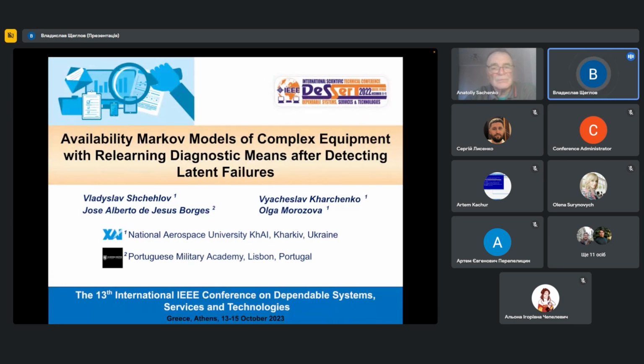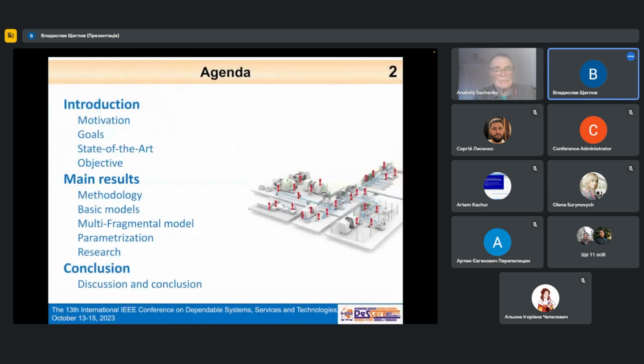Hello, everyone. Hello, colleagues. My name is Vladislav Shevlov. I'm a PhD student of National Aerospace University, HAI, and me and my colleagues have prepared this work. The name of it is Availability Markov Models of Complex Equipment with Relearning Diagnostic Means After Detecting Latent Failures.